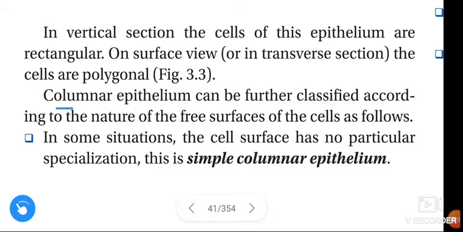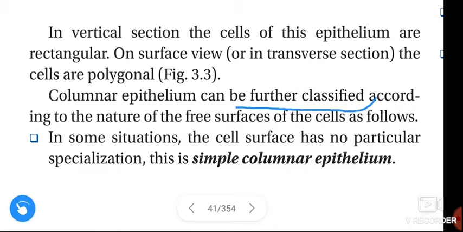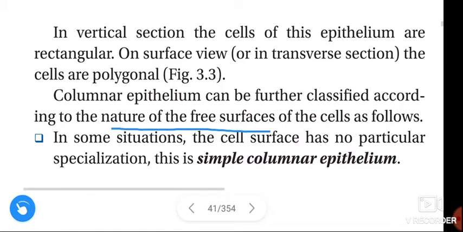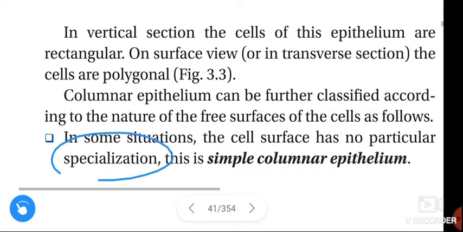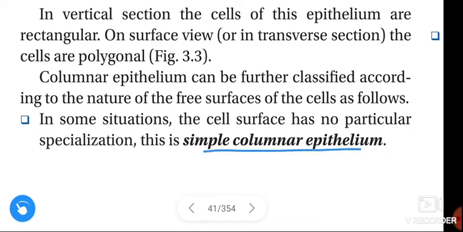Next, columnar epithelium can be further classified according to the nature of the free surface of the cells as follows. It is important. In some situations, the cell surface has no particular specialization. This is simple columnar epithelium. We call that simple columnar epithelium.